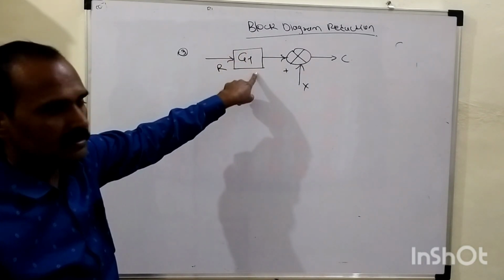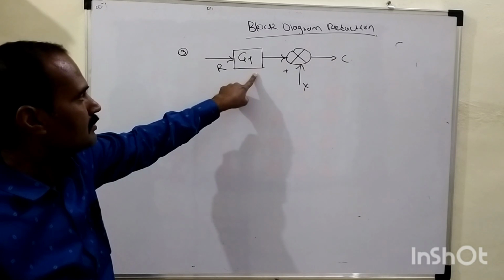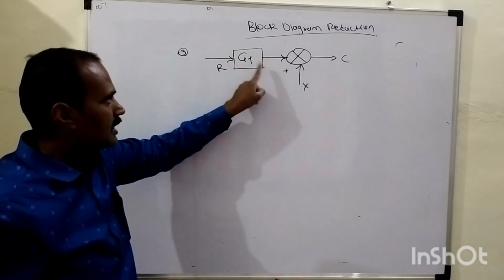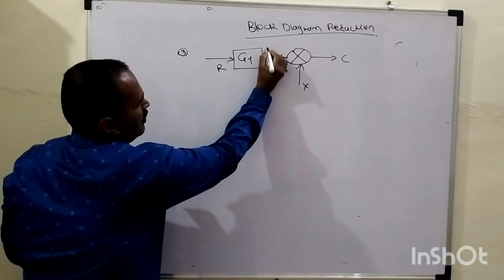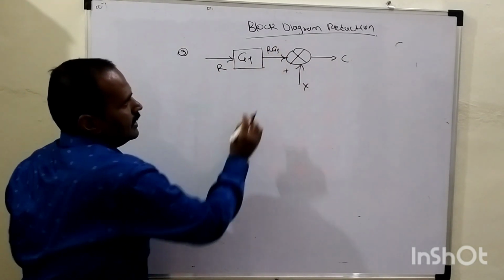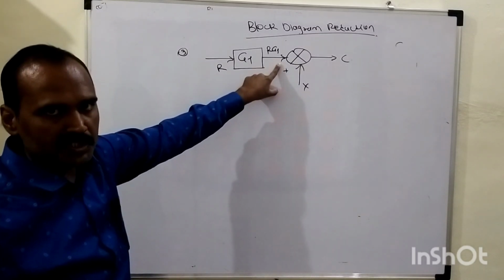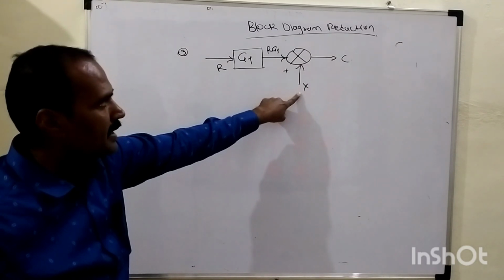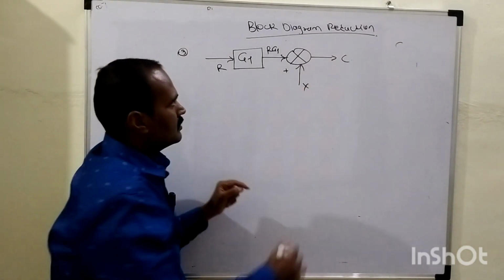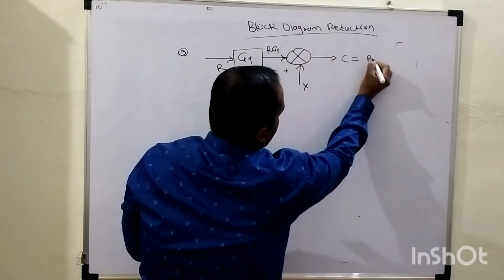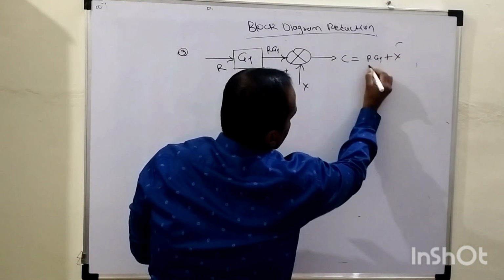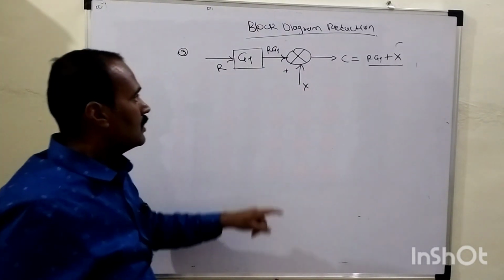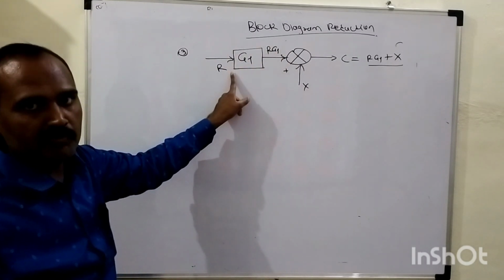The output of this first part, which contains this R as well as G1. The output of that block is nothing but gain multiplied by input, so the output of this block will become R times G1. This is the potential present at the first terminal of the summing point. The potential present at the second terminal of that summing point is nothing but capital X. So by taking this into account, C equals R times G1 plus X. This is the desired statement which we want, even though that summing point is being shifted before this block.